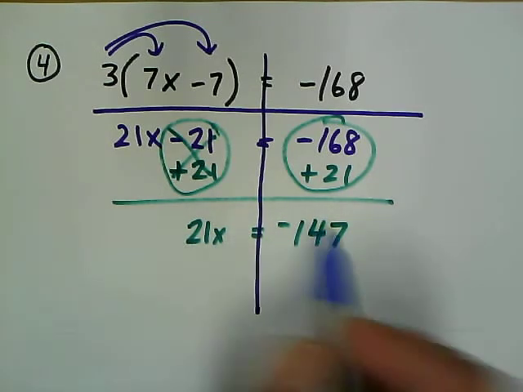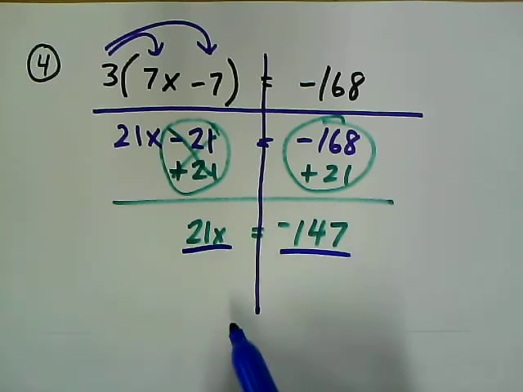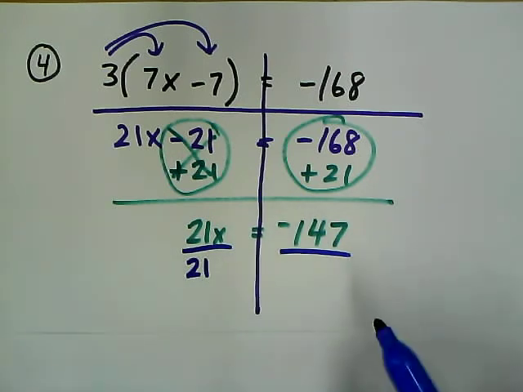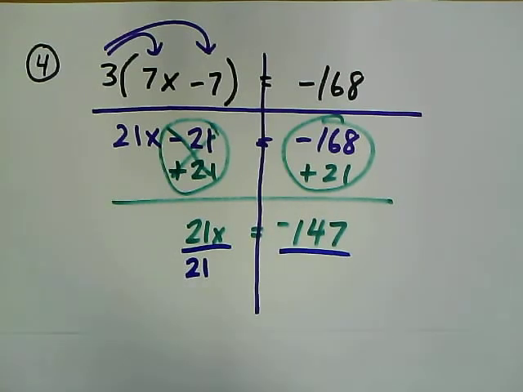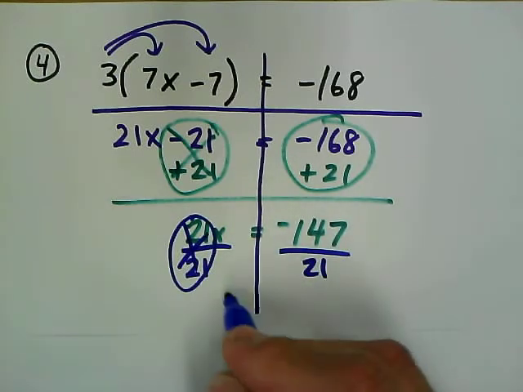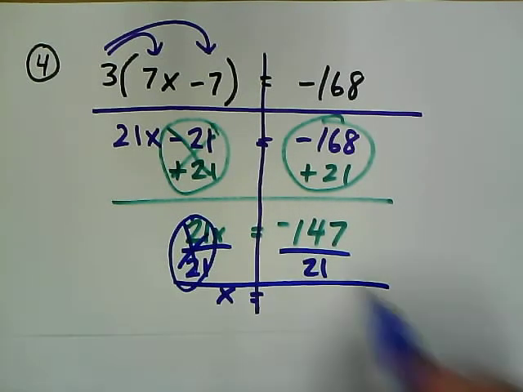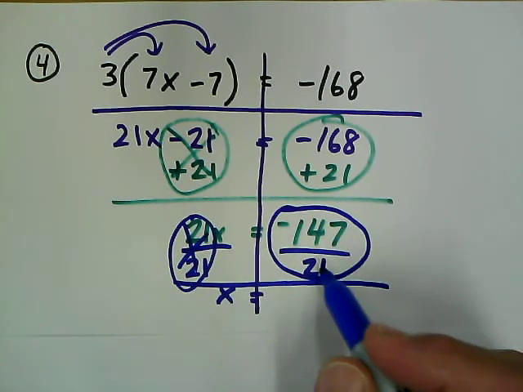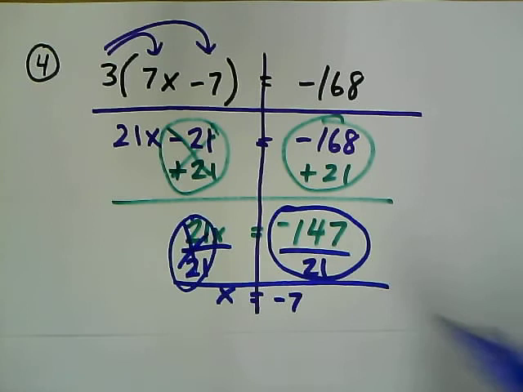So then we come to our final step, which is the multiplication division part, but we're going to divide. We divide by exactly the number that's in front of the x. And we know that our opposite operations, times and divide, disappear. We're left with just the x. And negative 147 divided by 21 should be what? Negative 7? Yep, that's what it is.